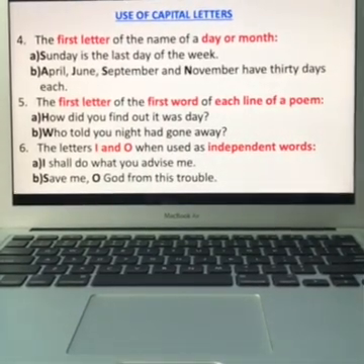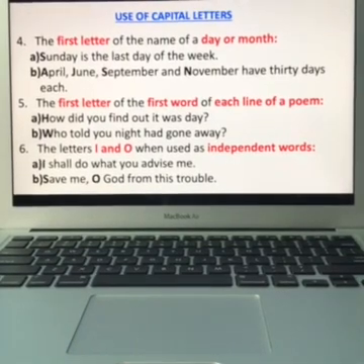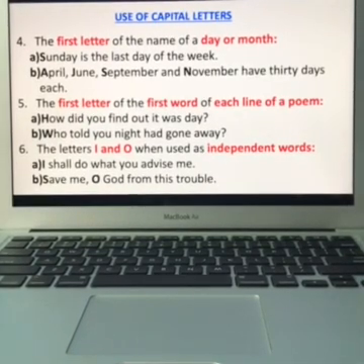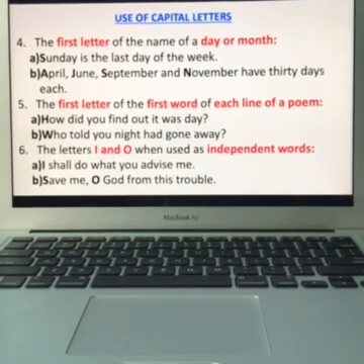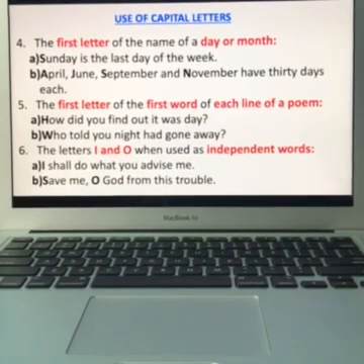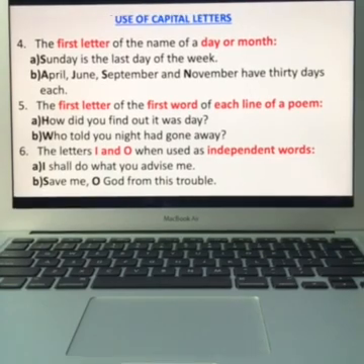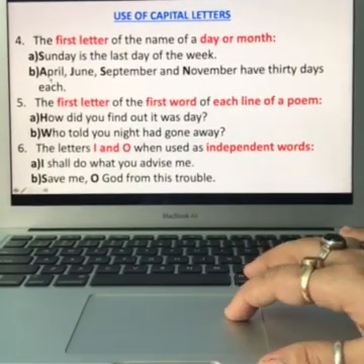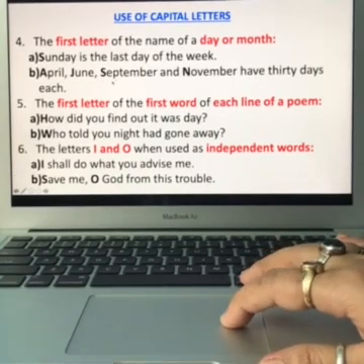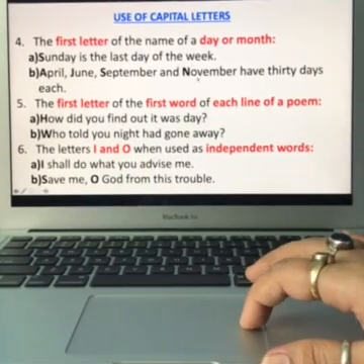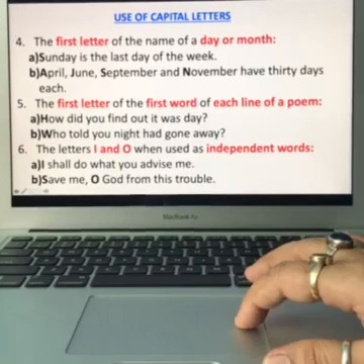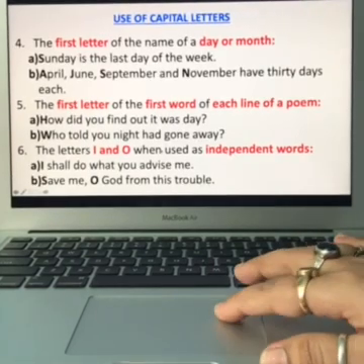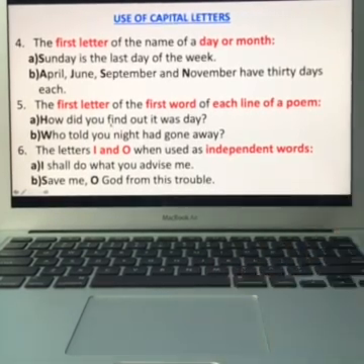The first letter of the name of a day or month will be always capital. Sunday is the last day of the week. April, June, September and November have 30 days each. In these two sentences, S of Sunday, A of April, J of June, S of September and N of November is capital because these are the name of days and months.